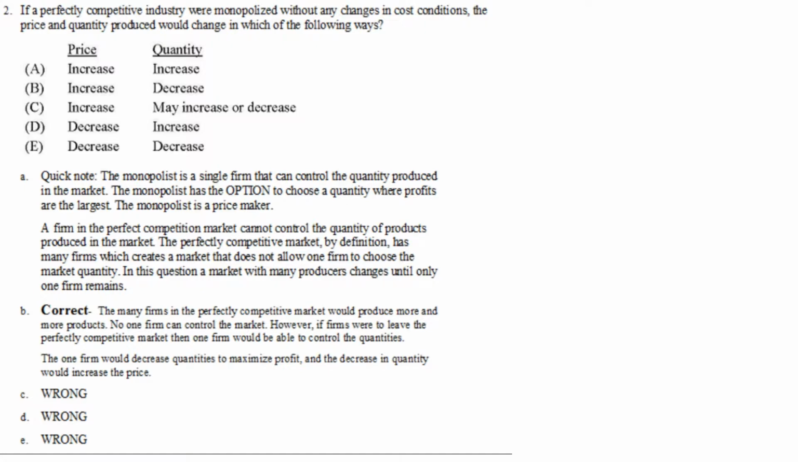The many firms in a perfectly competitive market will produce more and more products. No one firm can control the market. However, if firms were to leave the perfectly competitive market, then one firm will be able to control the quantities. The one firm would decrease quantities to maximize profit, and the decrease in quantity would increase the price along the demand curve. That's the law of demand. The price is going up, the quantity is going down. B is correct.